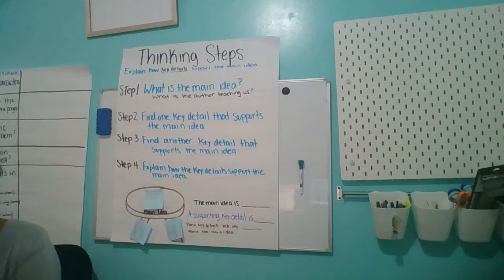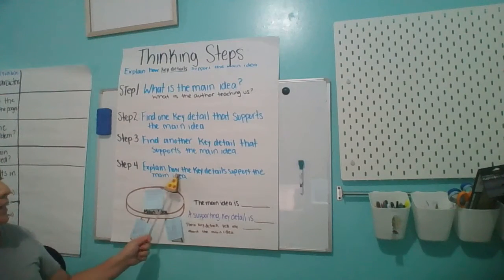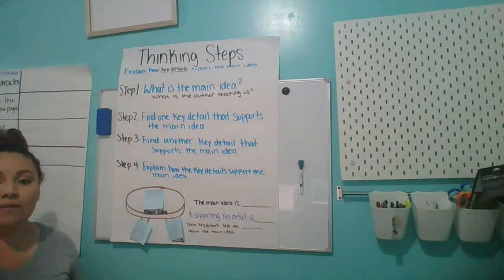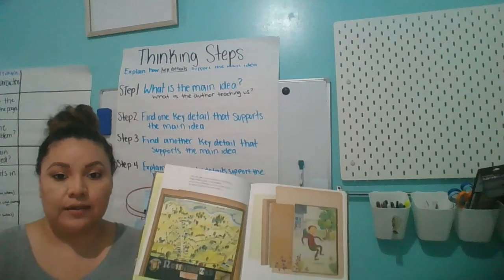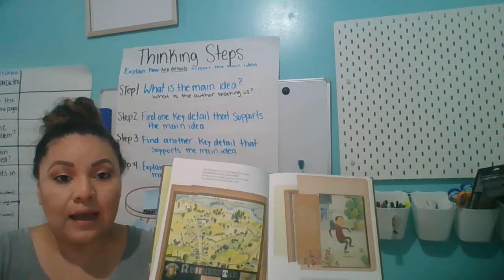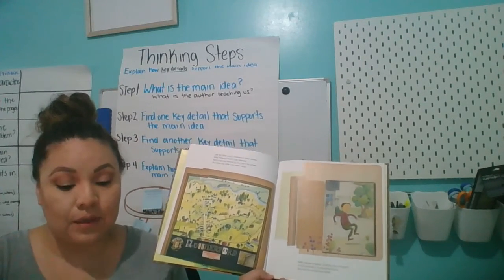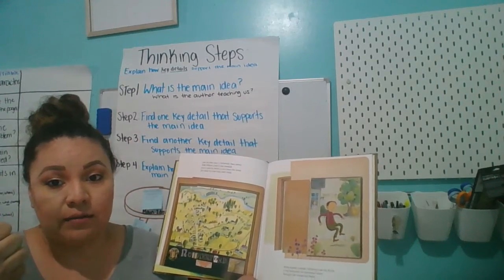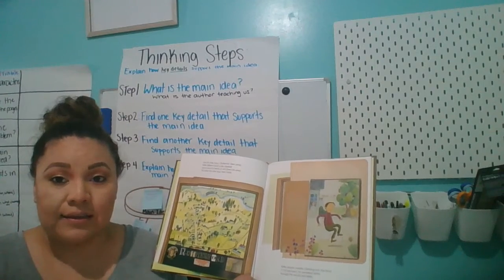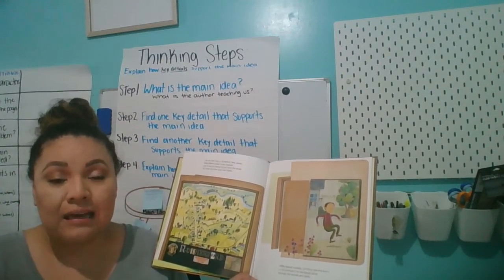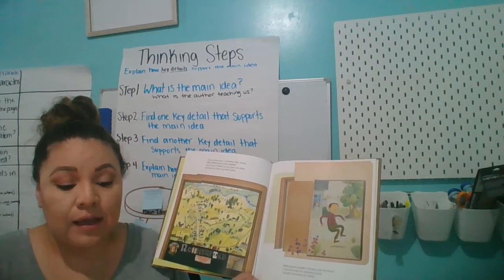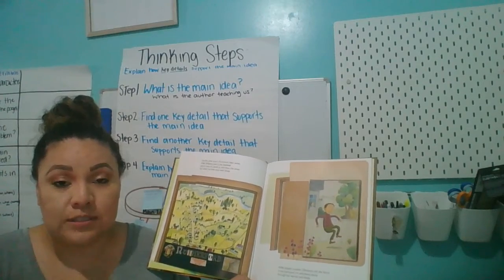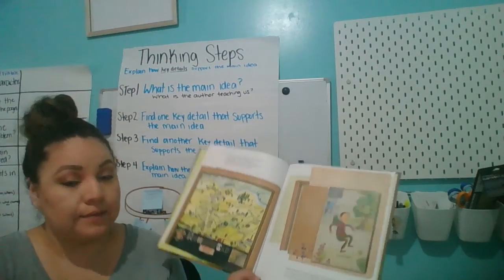So now let's go to step number 4. Explain how the key details support the main idea. Well, now I need to put my two key details together and explain how they support my main idea. Those two key details, that he stays outside when everybody goes inside, and that he likes to wander in the woods and the fields, are examples of Willie being outside, and they tell me that Willie loves to be outside.